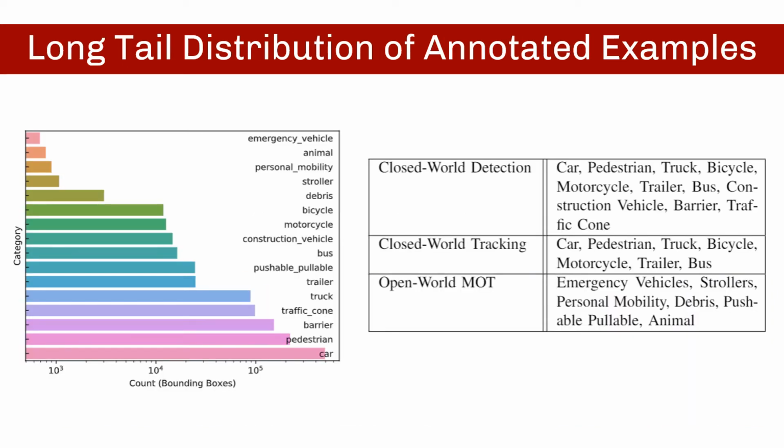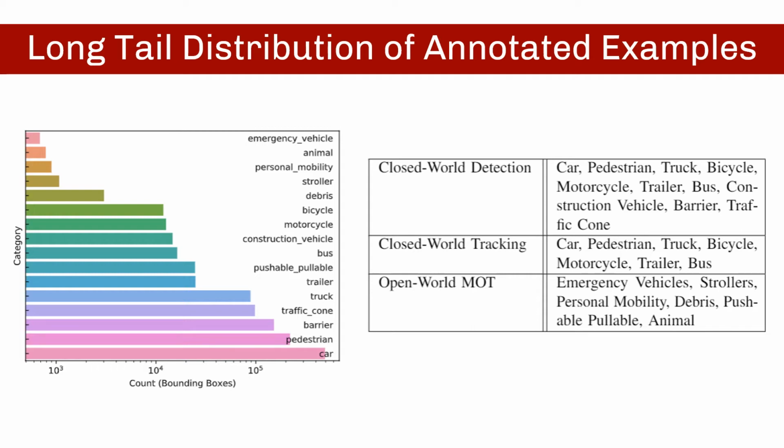When considering open world detection and tracking, it's also important to consider the long-tail distribution of annotated data. For example, in the nuScenes dataset, there are a significantly larger number of annotations for cars and pedestrians than there are for wheelchairs, animals, and emergency vehicles. And this imbalance makes it difficult to train individual detector regression heads on these less commonly seen categories.